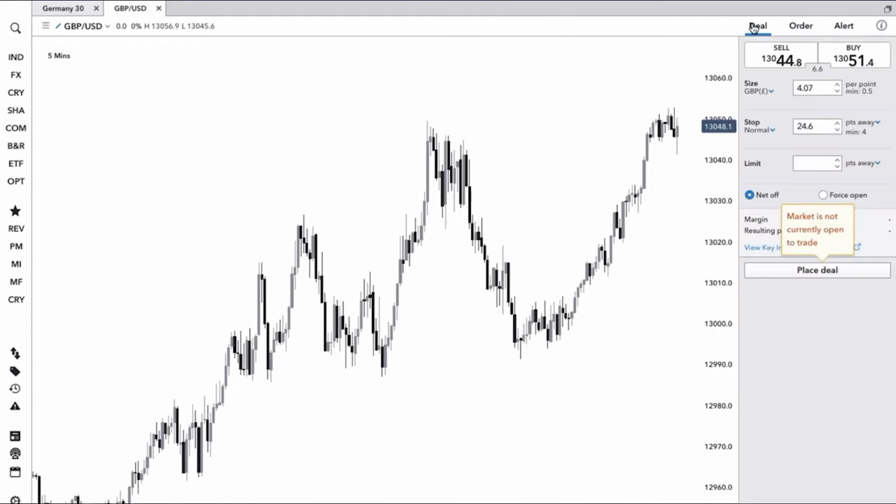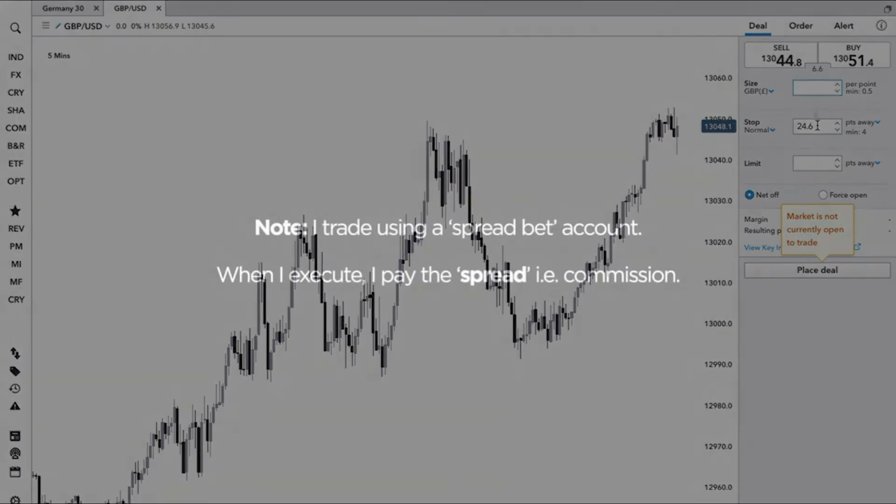So here we are again inside IG. And if we click on the deal tab here, top right, we'll see this tab pop open. So this is the tab we'll use to actually place the trade. First and foremost, we can select long or short, i.e. buy or sell. And below this, we're able to choose our position size.